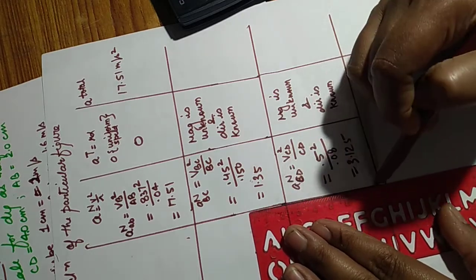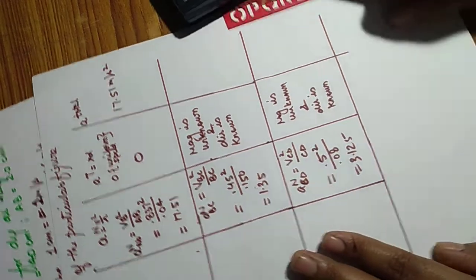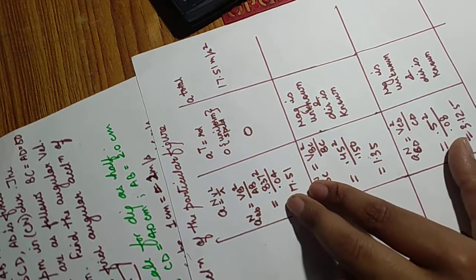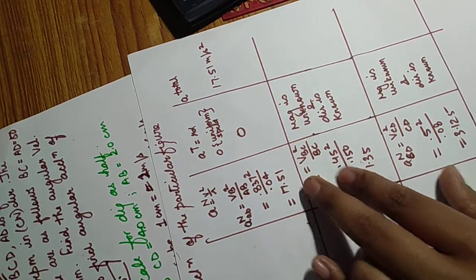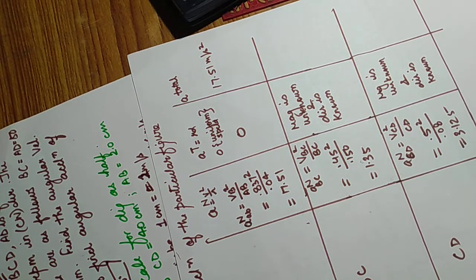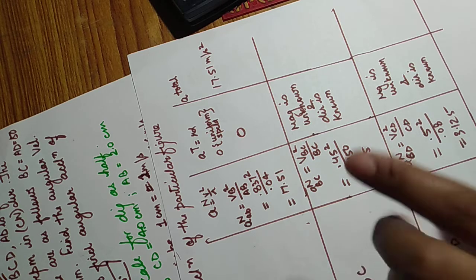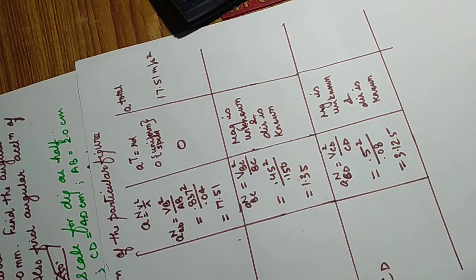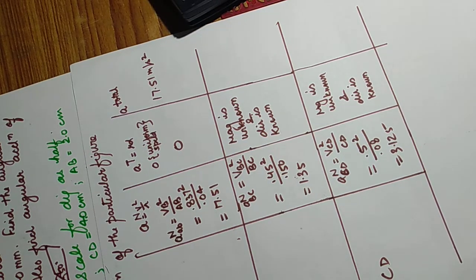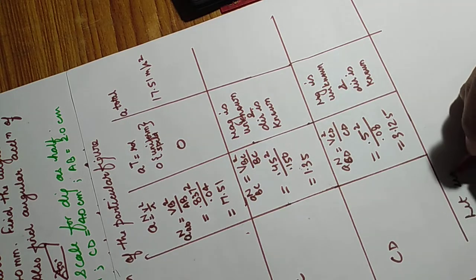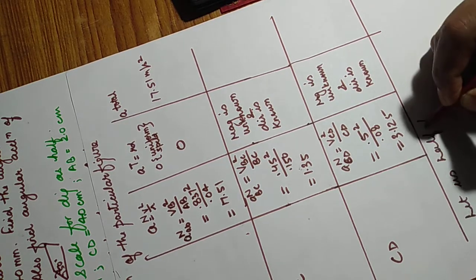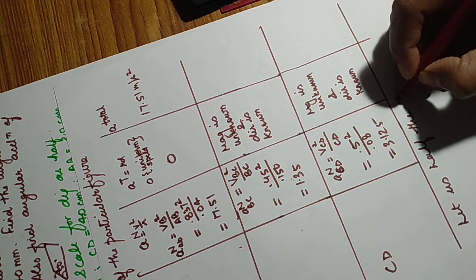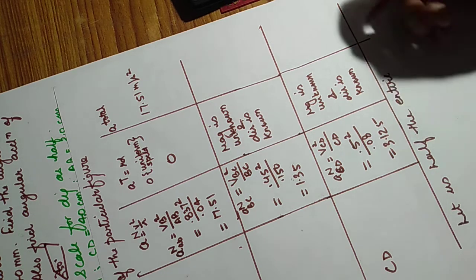To draw it, let us take some scale. We have 17.15 as one normal component, and 1.35 and 3.12. We have to take a suitable scale. What can we do? We can halve the entire scale. Let us halve the entire data.